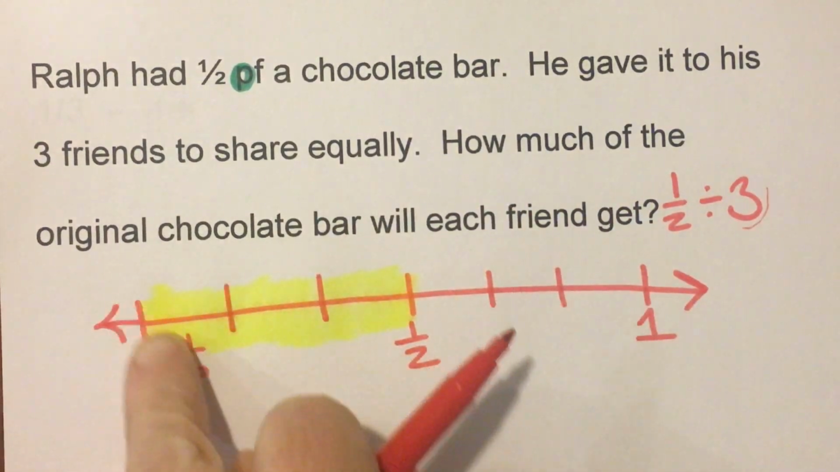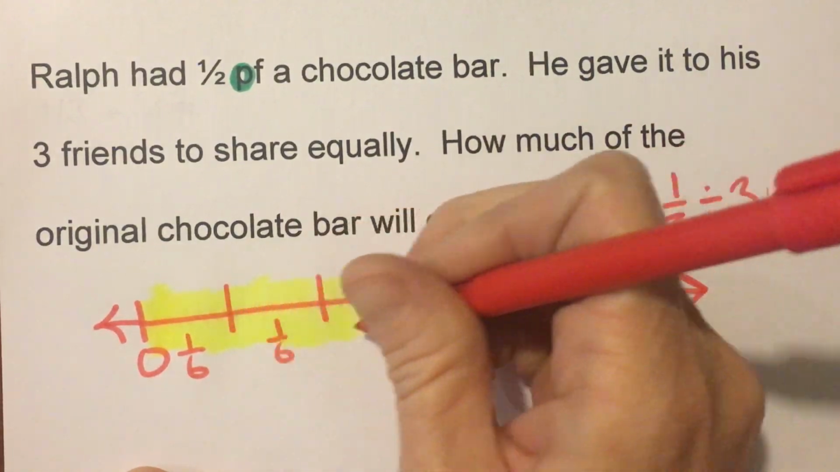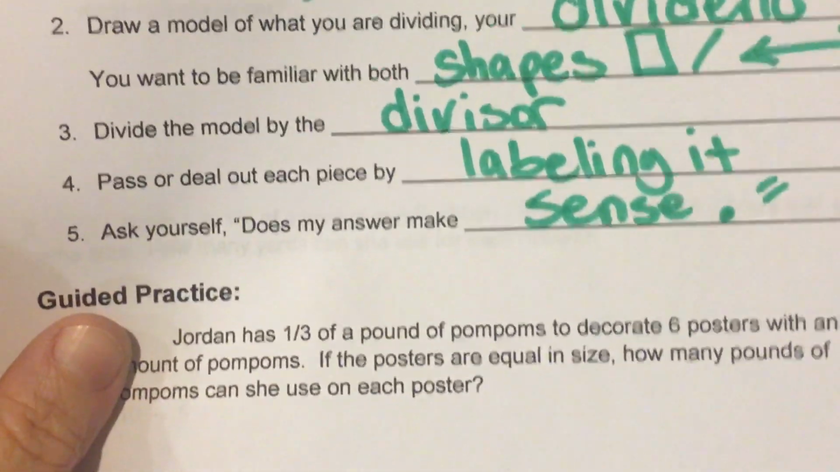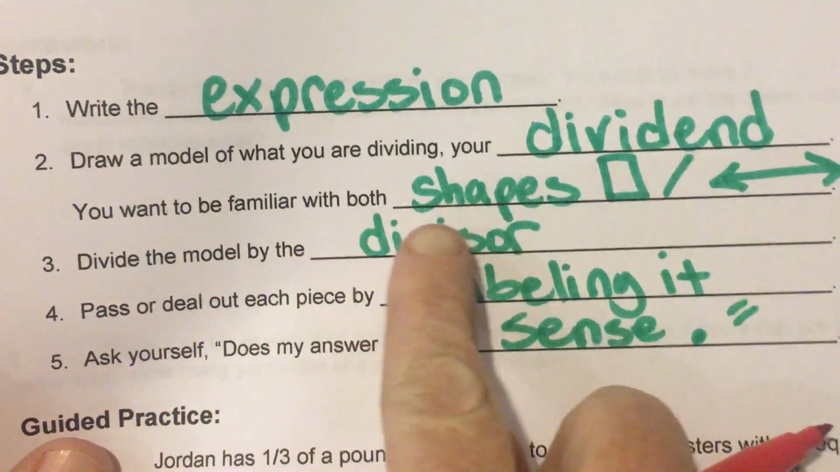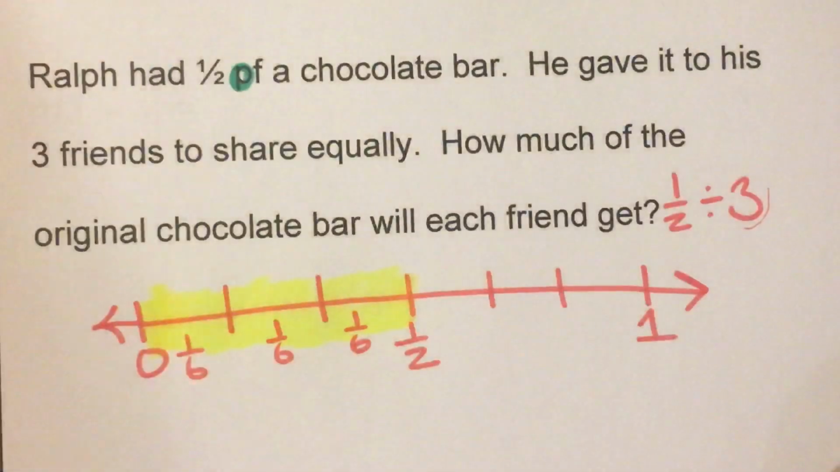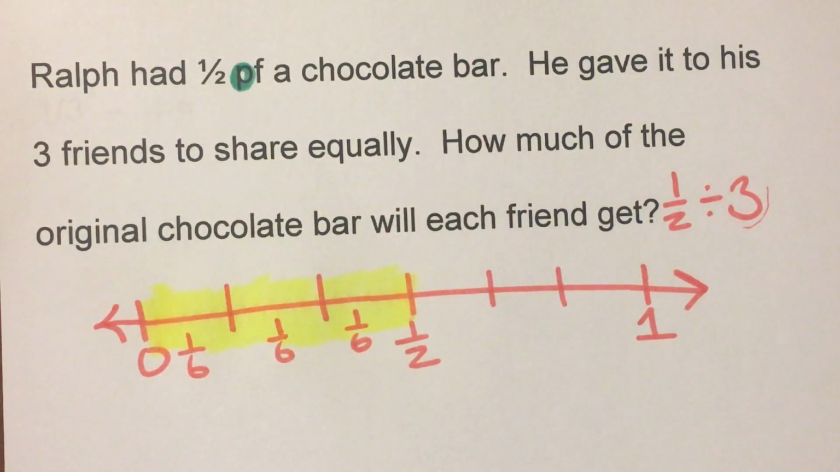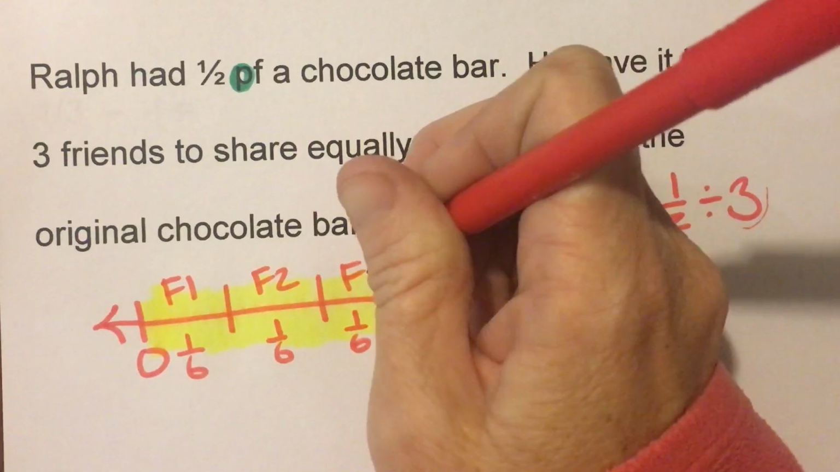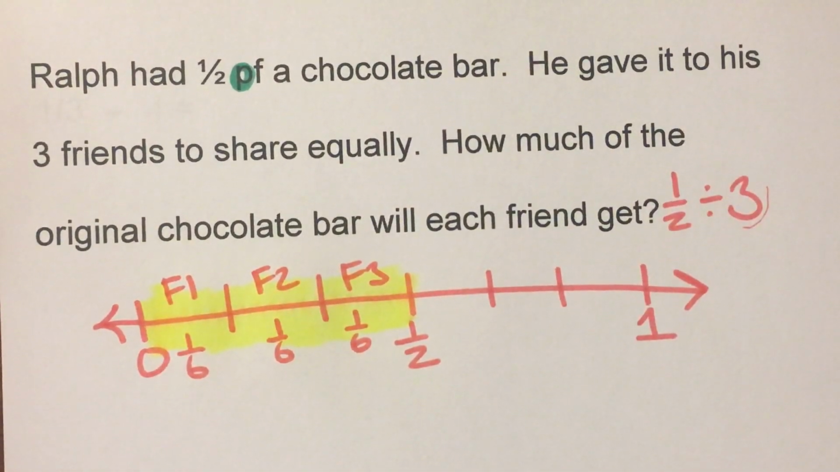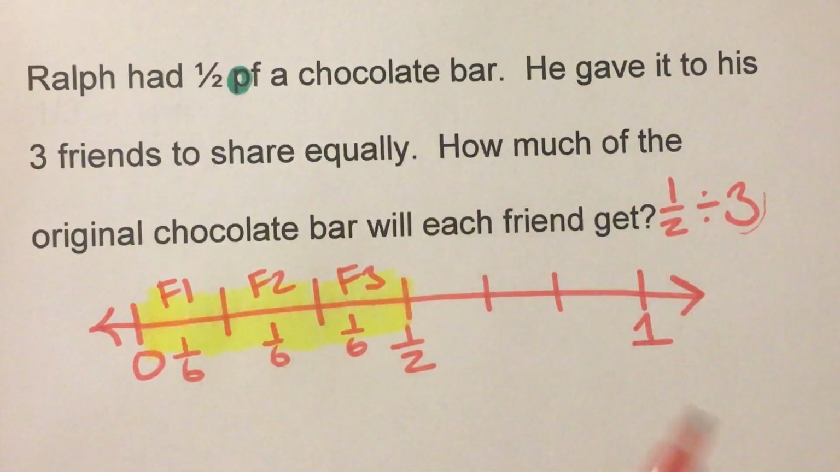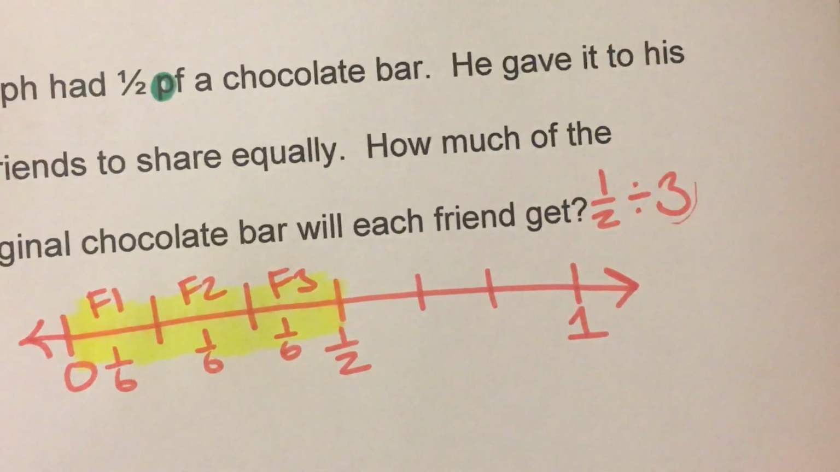So this is 1/6 of a piece, and this is 1/6 of a piece, and this is 1/6. Okay? My next step says I'm going to divide the model by, I'm going to pass or deal out each piece by labeling it. So now I broke the half of the chocolate bar or divided it into 3. So friend 1's going to get this piece, friend 2 gets that piece, and friend 3 gets that piece. Okay, so what I'm seeing is each friend is going to get 1/6 of the whole chocolate bar.